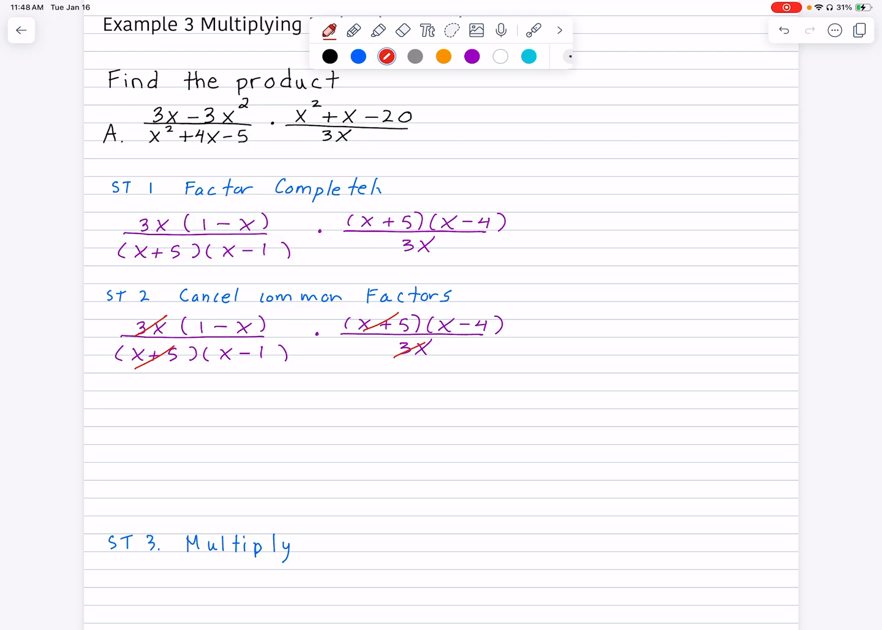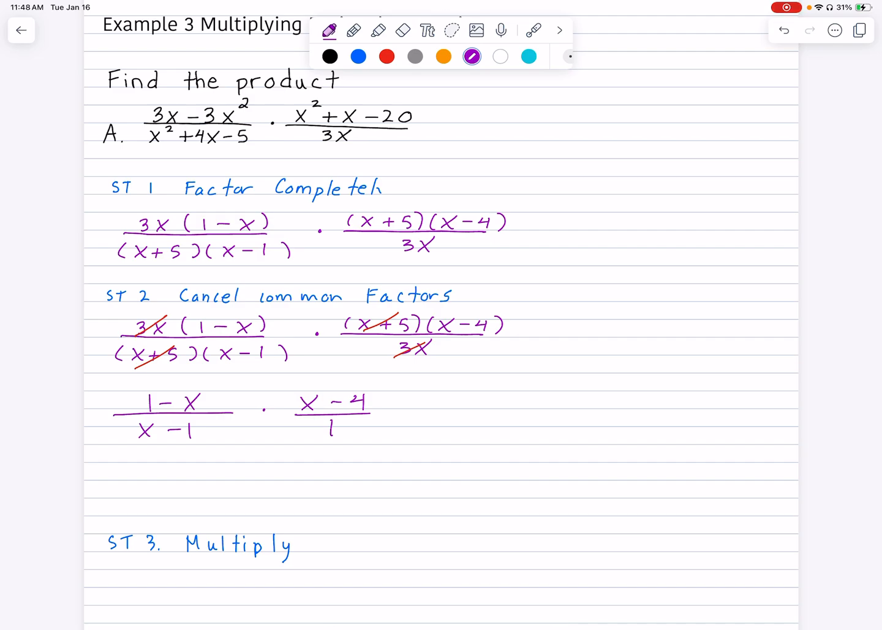Now notice, I'm going to do a rewrite here, but I'm actually not done factoring. So for the numerator, I get 1 minus x over x minus 1. And for the second fraction, I get x minus 4. I'm going to keep the 1 even though there's nothing in the denominator.